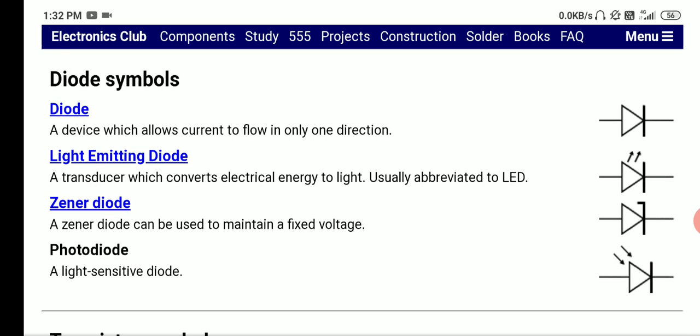आइए डायोड पढ़ लेते हैं. डायोड सिंपल्स. Diode which allows current to flow in only one direction. Diode allows the flow of current in only one direction, single direction. डायोड आप सभी ने सुनी होगी, सभी ने. सो दूसरा देखते हैं light emitting diode. You can say that light emitting diode is application of diode, a transducer which converts electrical energy to light, usually abbreviated to LED. LED बोलते हैं ना light emitting diode को.